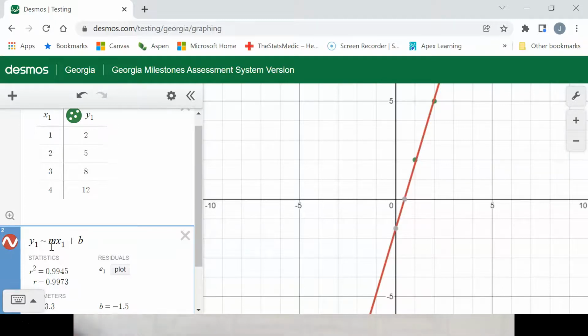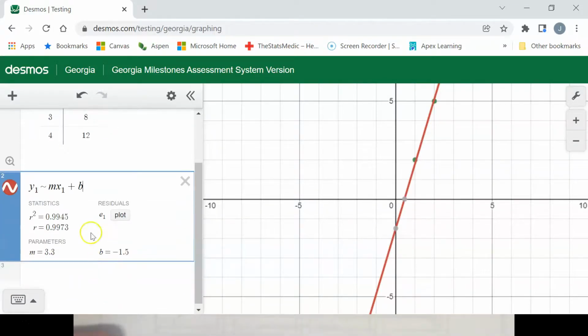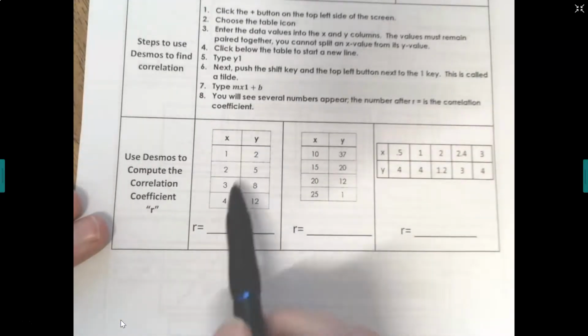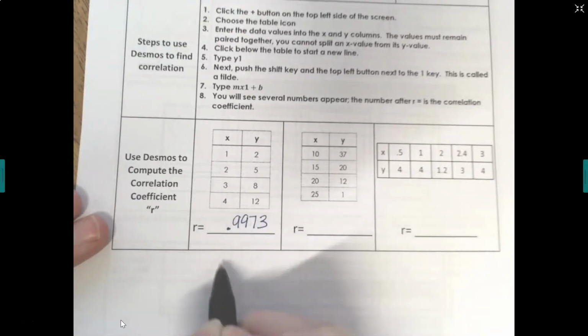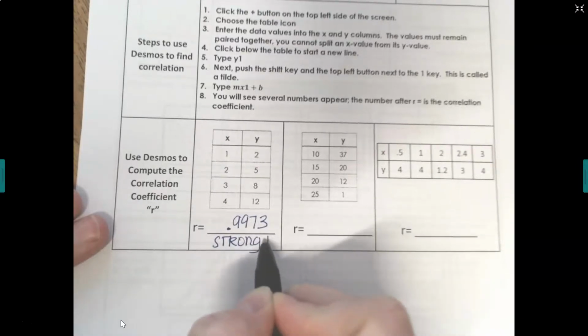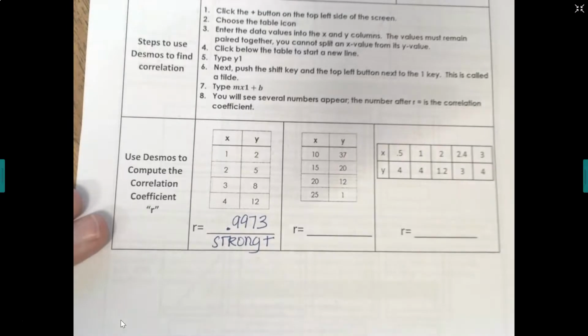When I do that, it should pop up all this information for you. There's a lot of stuff here, but all we're concerned about is correlation. And remember, correlation uses the variable R. Right here it says R equals. We don't need R squared; we're only talking about R. So R equals 0.9973. The correlation of this table is 0.9973. This is very strong because it's pretty close to 1, and it's positive because that's a positive number.